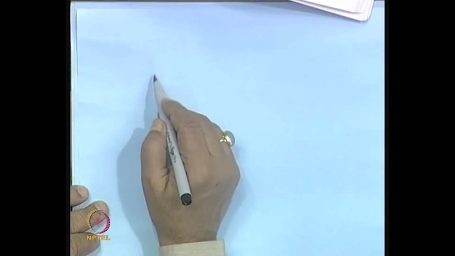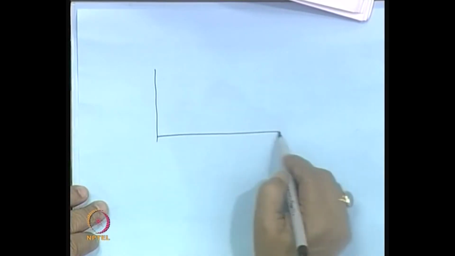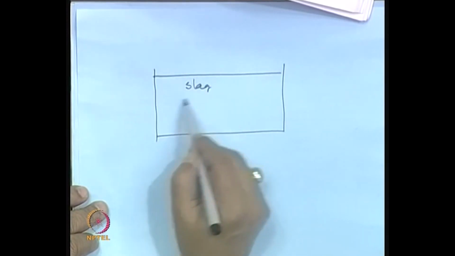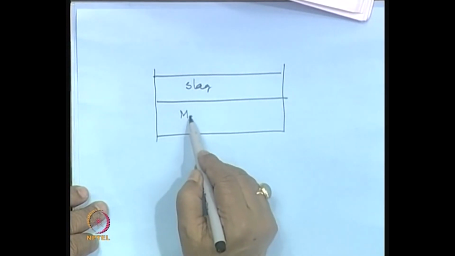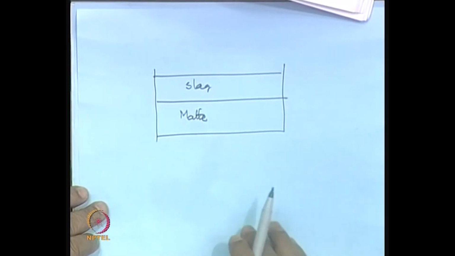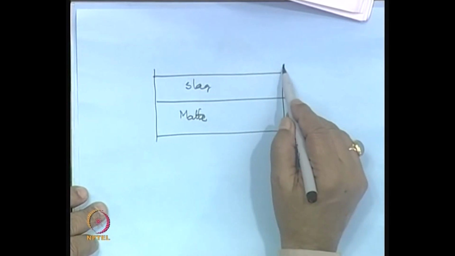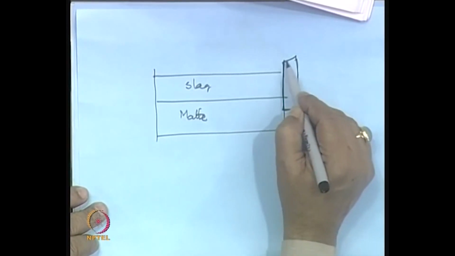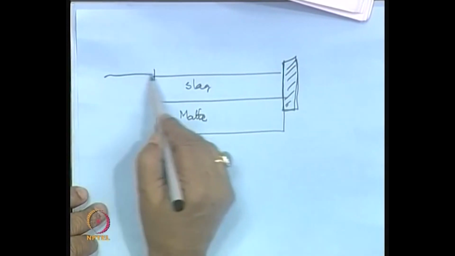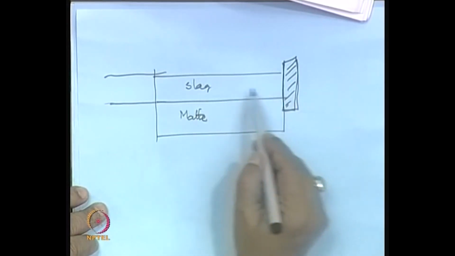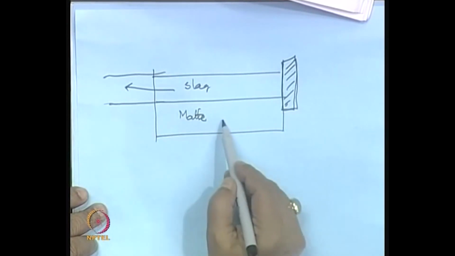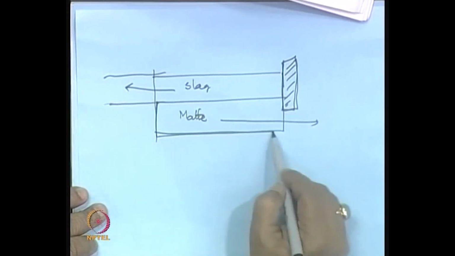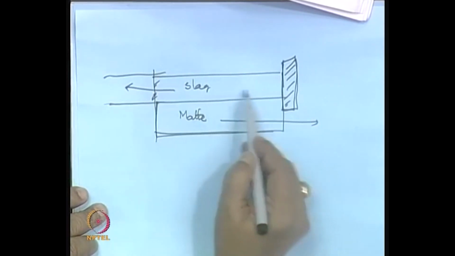The simple technique for that is the following. We know that slag is lighter and matte is heavier. So, in a reactor, if we put a baffle like this, then slag cannot flow that way, it has to flow this way and matte will go that way. So, matte will go this way and slag will flow that way.